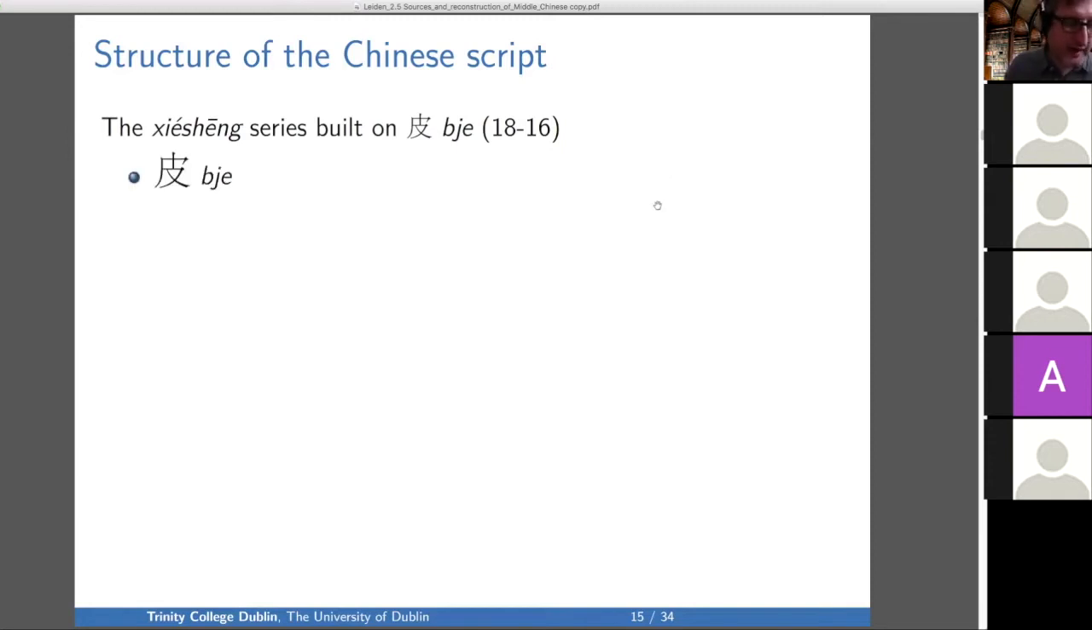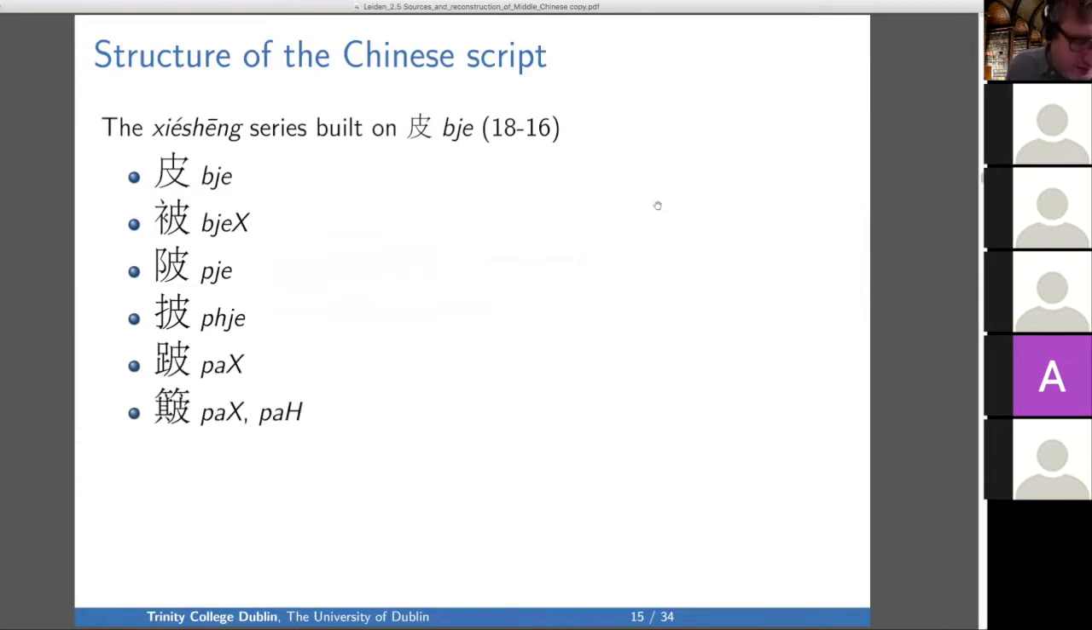It's all of those characters that share a phonetic determiner, to use Boltz's terminology, which I think is good. So we have the origin point for the series, Bie, and then we have other characters. And you see, these are the Middle Chinese pronunciations, if you looked them up in the Guangyun, right? And you see that they're all kind of similar. They all start with labials, and the rhymes are either ah or eh.